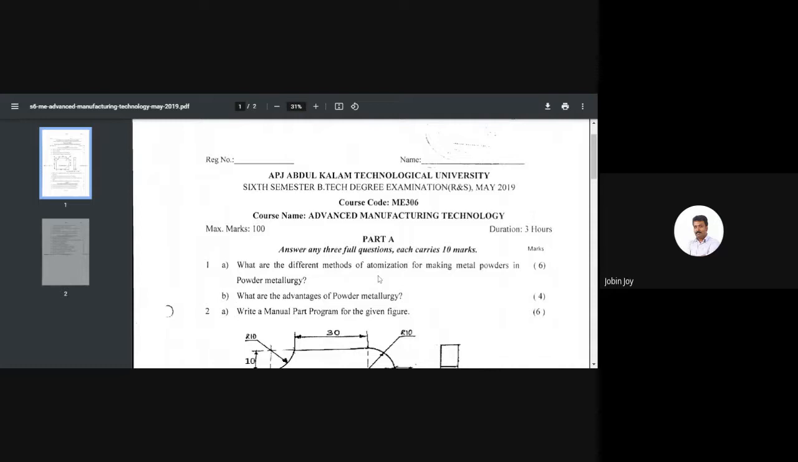So you have to draw the figure very neatly, and then you have to explain this very minimally. That is very important. You have to explain these different methods of atomization with the help of figures. You have to draw a neat figure. Okay, so I will share my file.